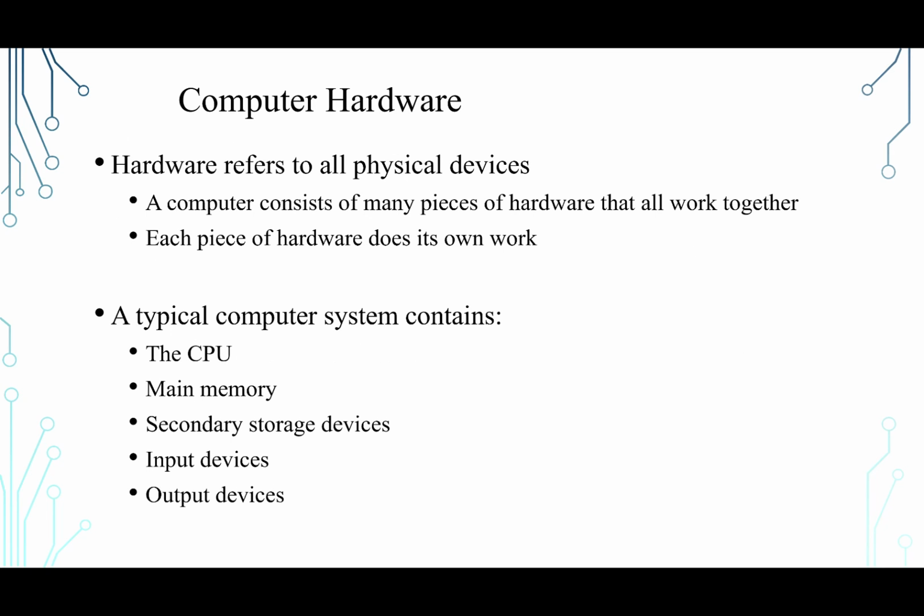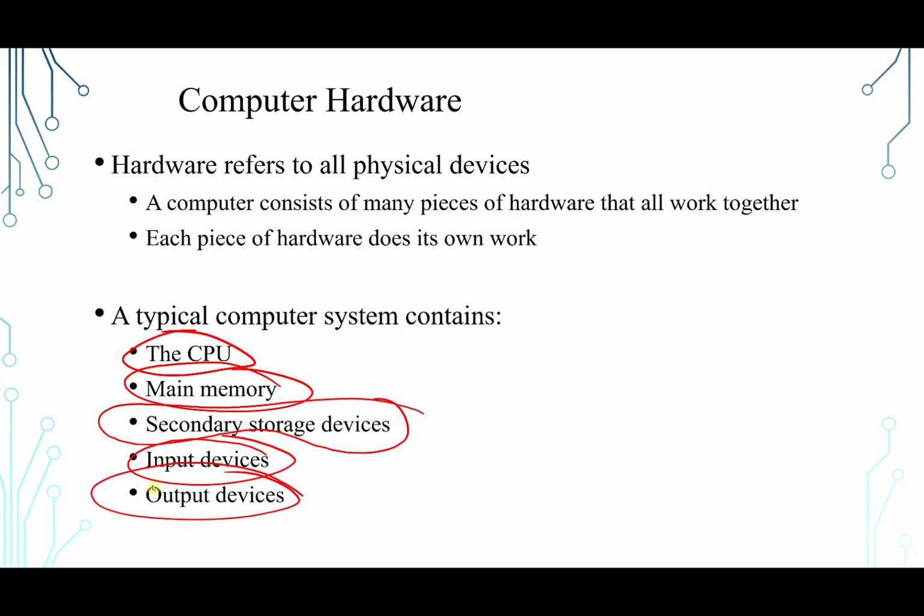So, computer hardware. Hardware refers to all the physical devices. A computer consists of many pieces of hardware that all work together. Each piece of hardware does its own work. A typical computer system contains the following: the CPU, the main memory, secondary storage devices, input devices, and output devices. So let's see what each of those is.